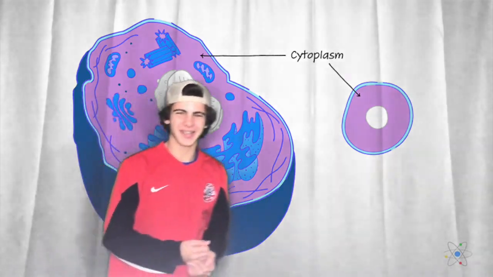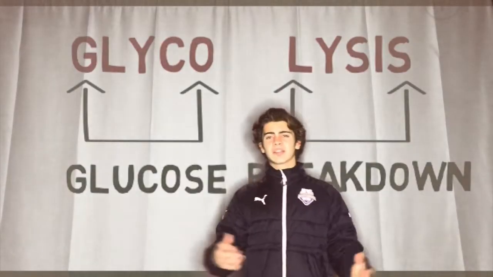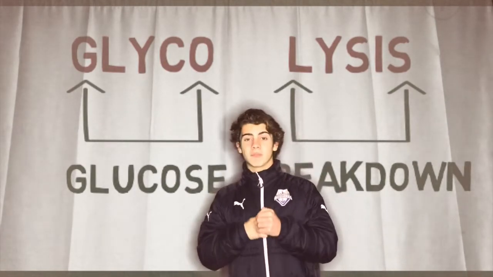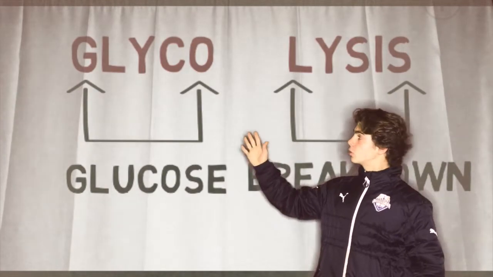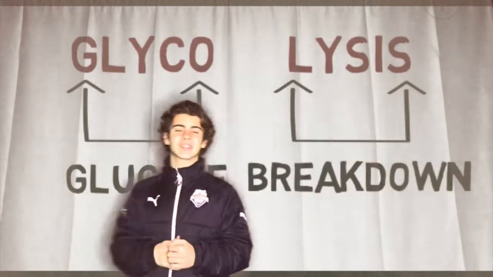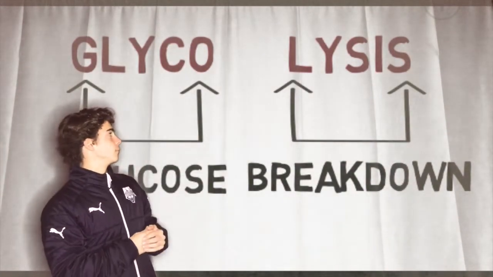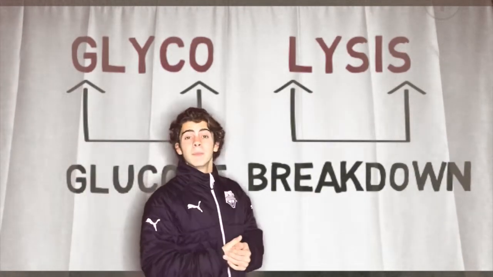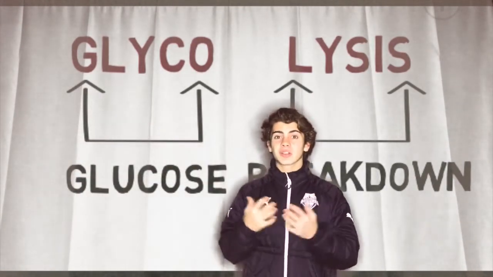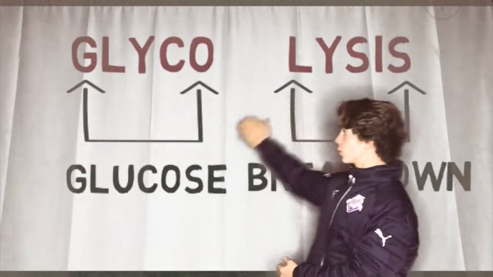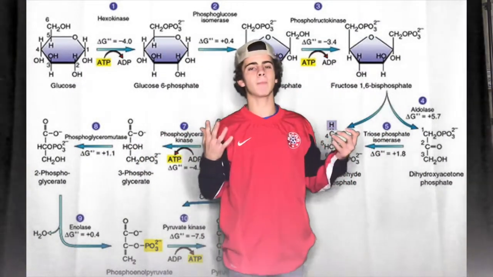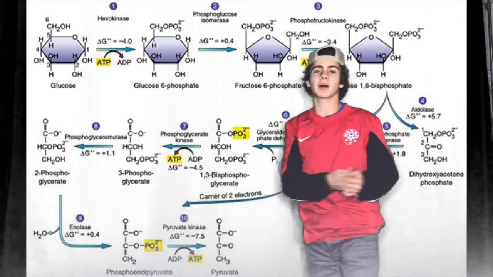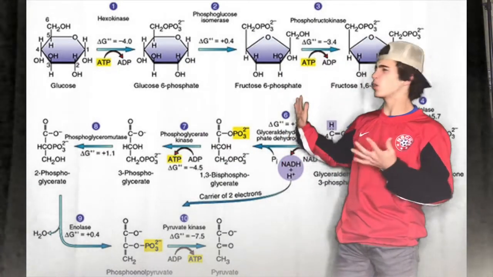Now, to add a little bit more detail, for the root words of glycolysis, glyco means glucose, and lysis means breakdown. So hopefully that gives you a better understanding of glycolysis and what it means. Now, what is the glycolysis process? Well, it's pretty complicated, as you can see behind me in this complicated diagram.